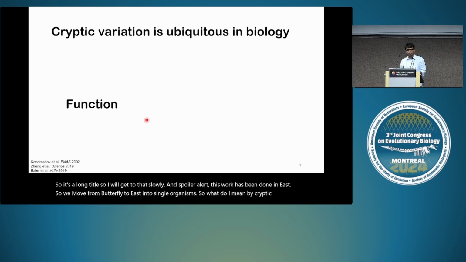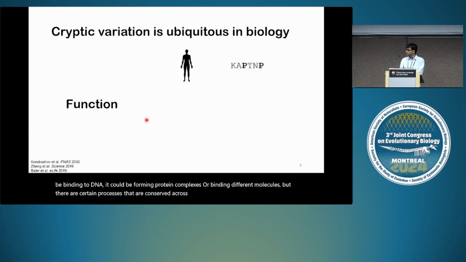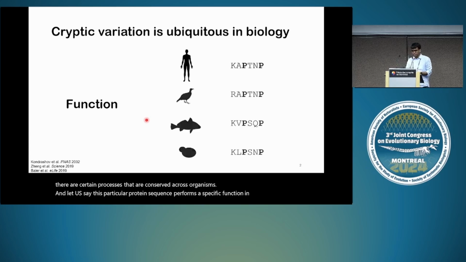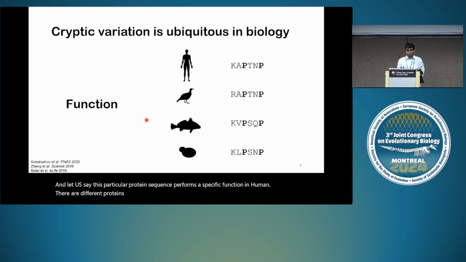There are various functions that are performed by different proteins in an organism. It could be binding to DNAs, forming protein complexes, or binding different molecules. But there are certain processes that are conserved across organisms, and let's say this particular protein sequence performs a specific function in the human. There are other protein sequences in orthologous proteins which perform the same function in different organisms. Now what we see is that there are certain positions which have a specific amino acid present while the others have a lot of variation. And this variation, which doesn't affect the function in the organism but is present, is what we define as cryptic variation.